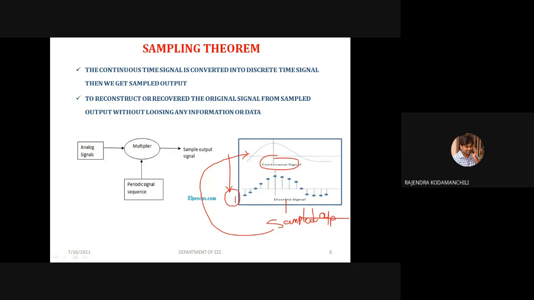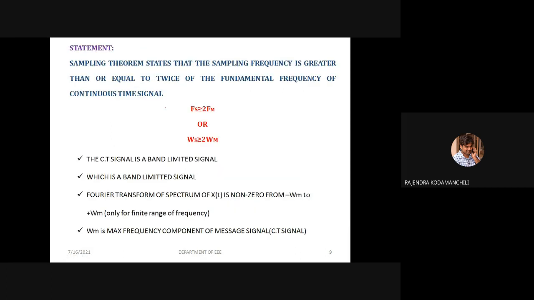Sir, why did you say without losing any data or information? Listen carefully. Discrete time signal means the data is available only at particular instants of time, but continuous means the data is available throughout the period. Converting continuous to discrete is one step, but going from discrete back to continuous, we try to fill all the gaps without losing any data or information. That is called the sampling theorem. I hope you understand.